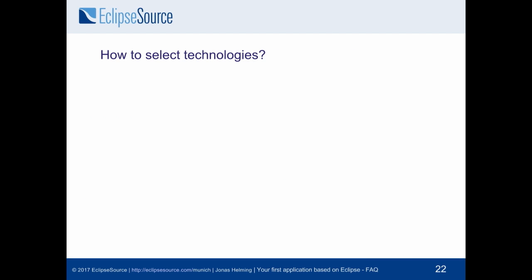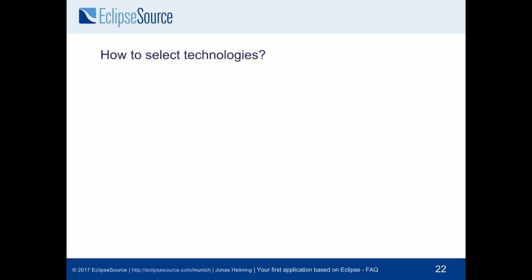Okay, so coming to the last question, how to select technologies. That's also related to the question, or that will also include the question, is it really for free? So can I just use it, or what do I have to do as a user to use those technologies? So from a license point of view, all those technologies are for free. So you can download them, you can build your own stuff, and then you can sell it. No problem. That's explicitly allowed.